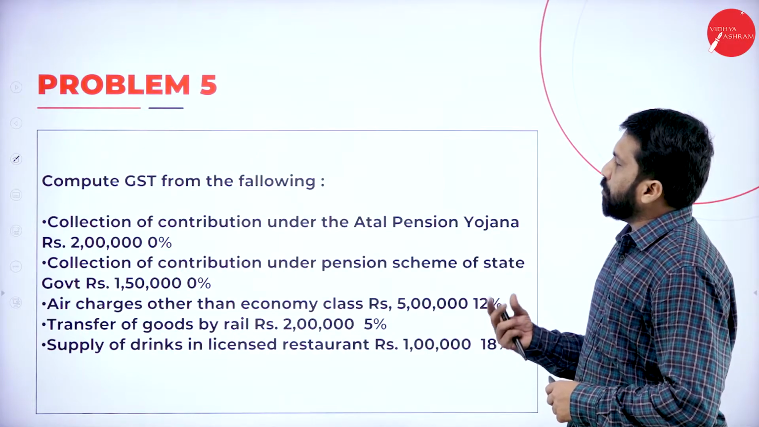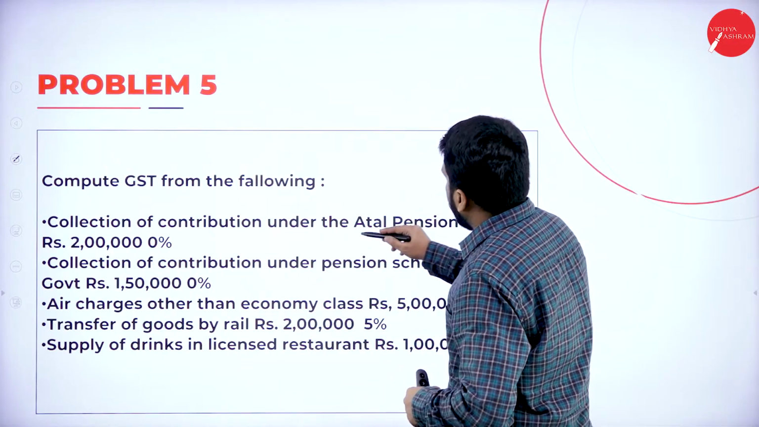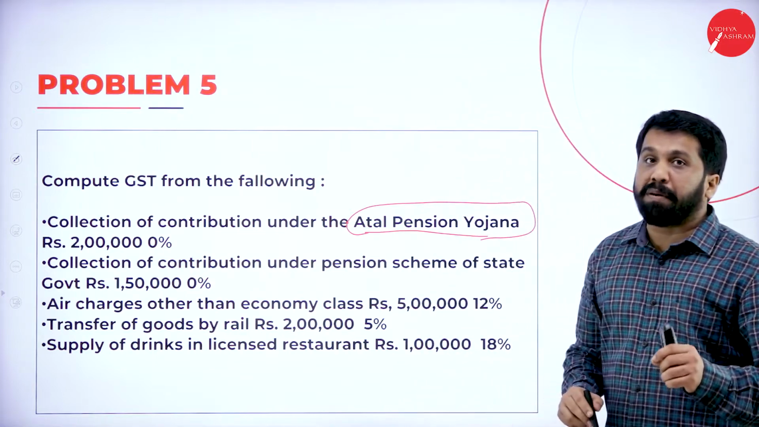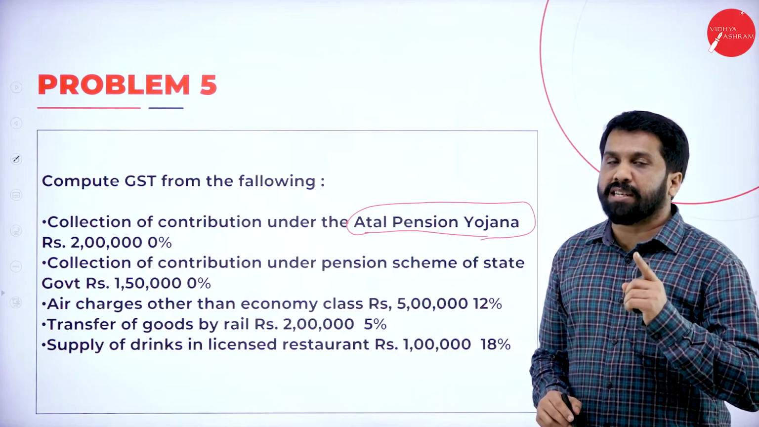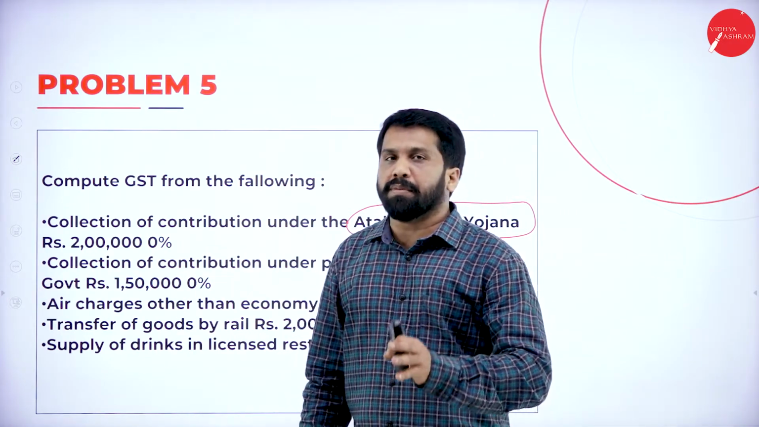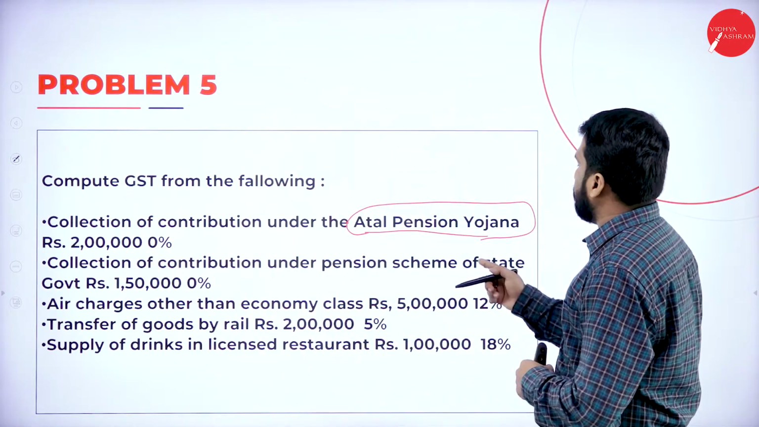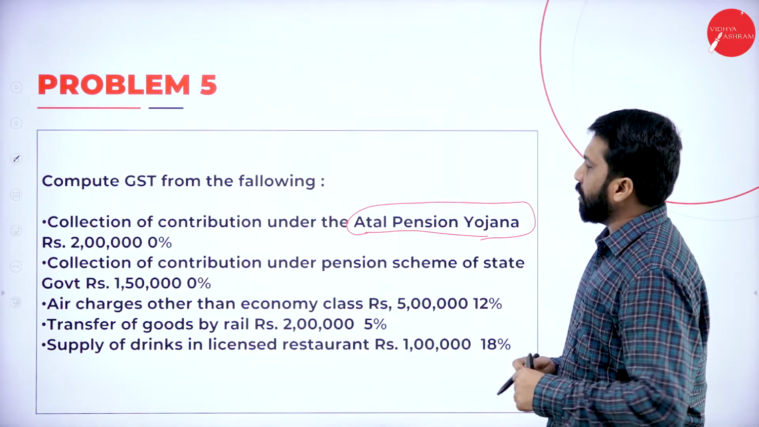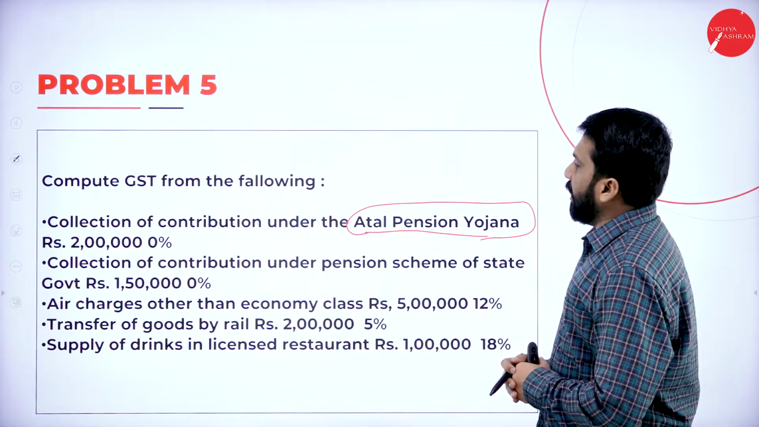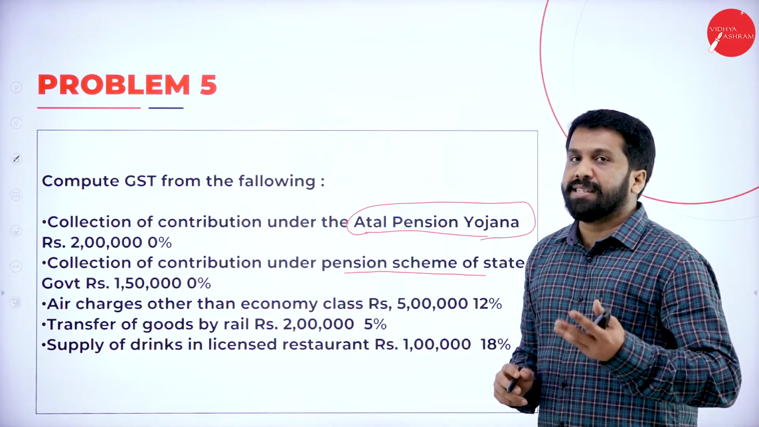Problem number 5, compute GST from the following. Now, collection of contribution under the Atal Pension Yojana. Remember this word. If it is Atal Pension Yojana, it comes under 0%. Even though it is not given in the question paper, you are supposed to remember this. Now, collection of contribution under pension scheme of state government, 1,50,000 at 0%. It also comes under 0%.